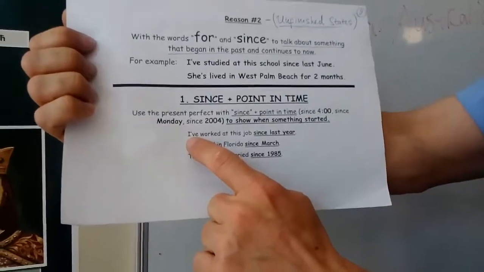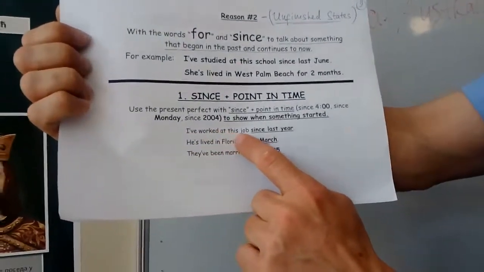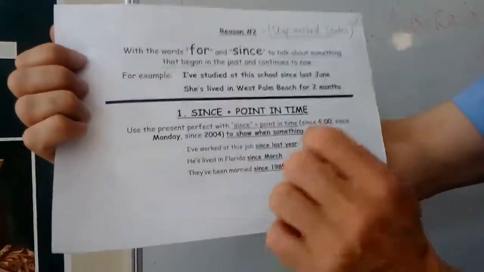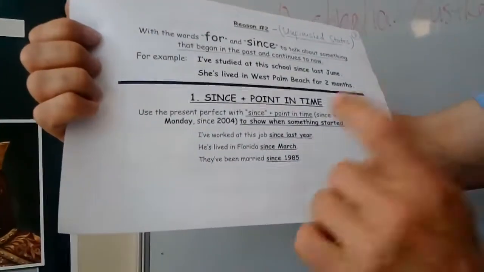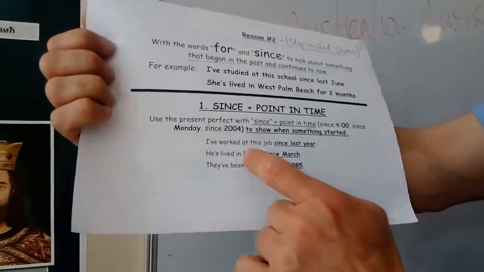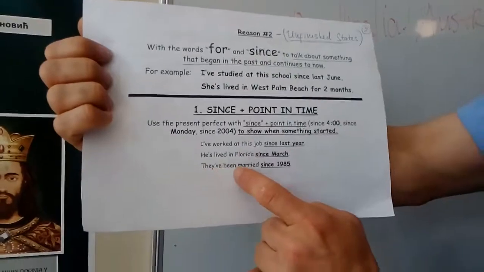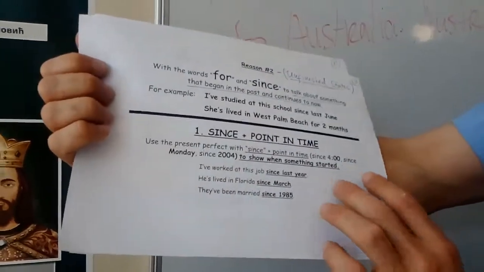Let's look at this example. I've worked at this job since last year. Since last year tells us that the action of working started in the past and that it is still ongoing. Or he's lived in Florida since March. They've been married since 1985.